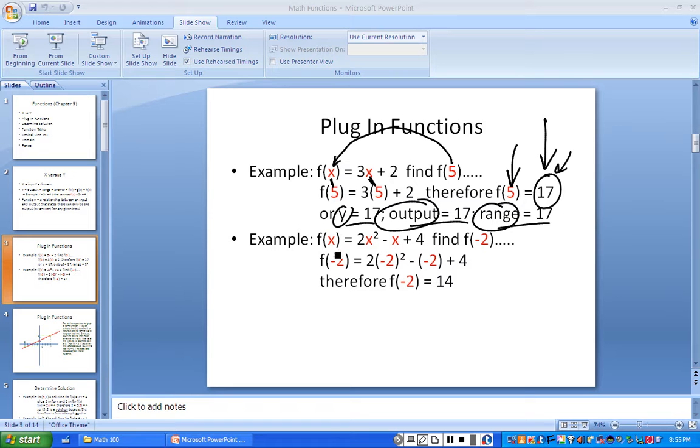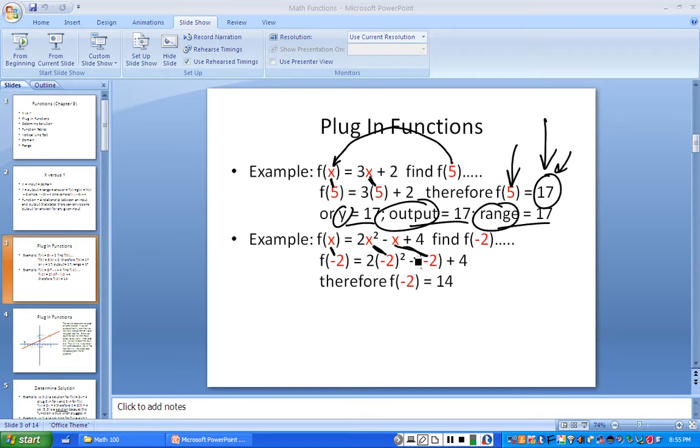Okay? Here's another example. Find f of negative 2. So all you're doing is replacing x with negative 2. Everywhere you see an x, you plug in a negative 2. Now you have a negative 2 squared, which gives you a positive 4. 4 times 2 is 8.